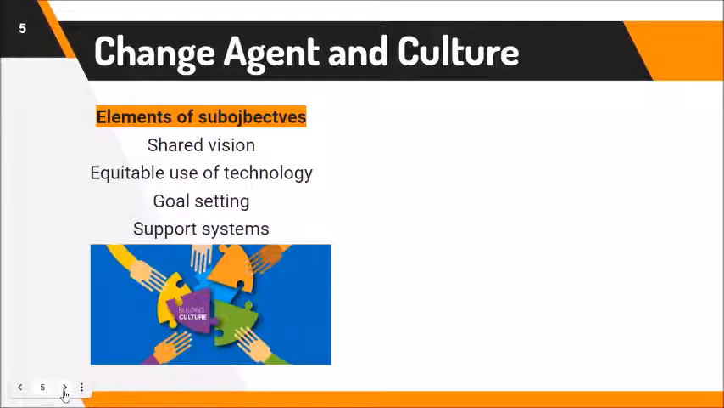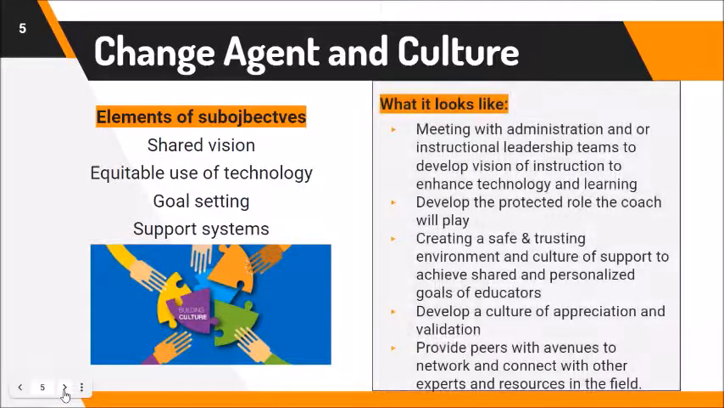So, what does that mean? This is all about being a change agent and changing the culture of your school. That means meeting with your administration or instructional leadership teams to develop a shared vision of what technology and instruction should look like within your school, developing the protected role of the coach, because it's important for a coach's duties and responsibilities to be laid out and protected, as well as creating a safe and trusting environment and culture to support and achieve shared personal goals of educators.